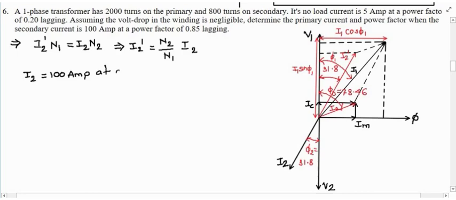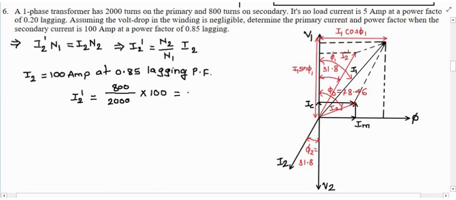at 0.85 lagging PF. Right? So I can find out I2 dash from this. My I2 dash will be equal to 800 divided by 2000, these being the number of turns of secondary and primary given to you, into I2, which is 100 amperes. So the magnitude of I2 dash will be 40 ampere.